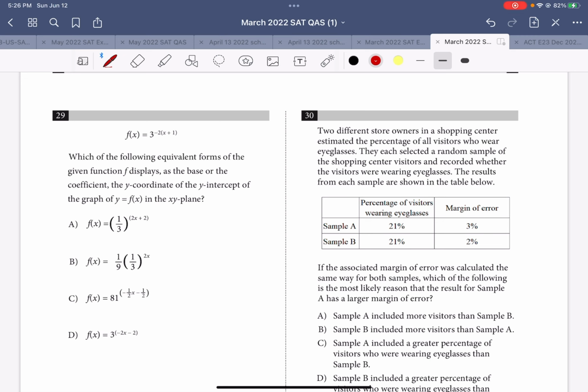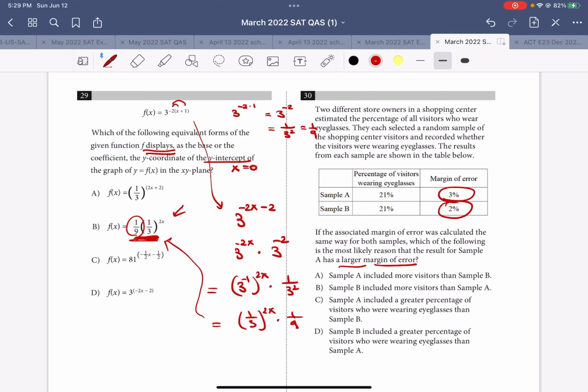Okay, when they ask you about margin of error in SAT, it's about sample size. If the sample size is bigger, then your margin of error will be smaller. So this one showing a bigger margin of error means the sample size is smaller. If you get the concept, you can read it and then see which one. So actually, the answer should be B, because B's margin of error is smaller, 2%. That means sample B included more visitors. More visitors means a bigger sample size. That's why it's a smaller margin of error.